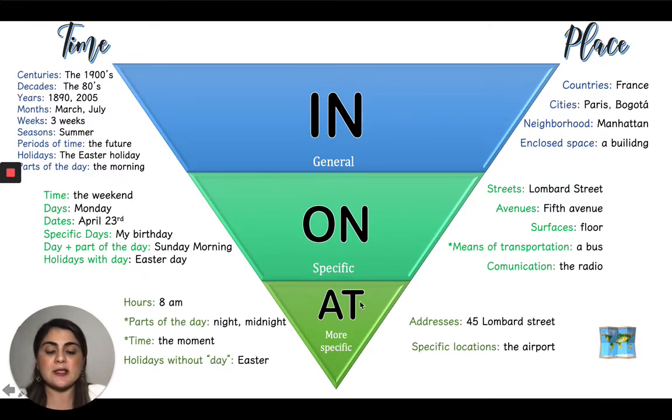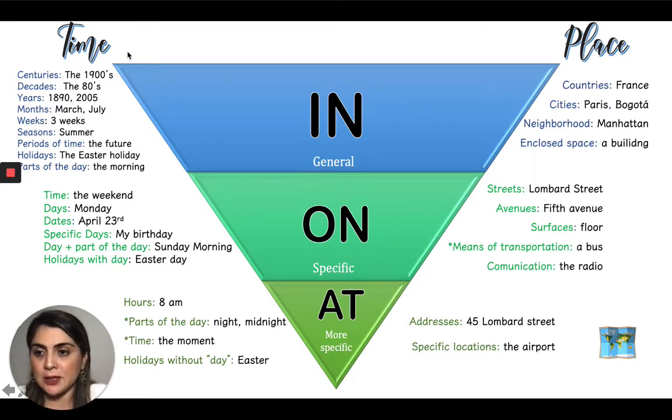Finally, for places, we have "at" when we want to be really specific. So when you say your address, you say I live at 45 Lombard Street, or in a Colombian case, I live at 32 Street, 2810, something like that. And when you talk about specific locations, where are you? I'm at the airport. It doesn't mean that you're inside the enclosed space, it means that you are there. So I'm at home, at school, and those things.